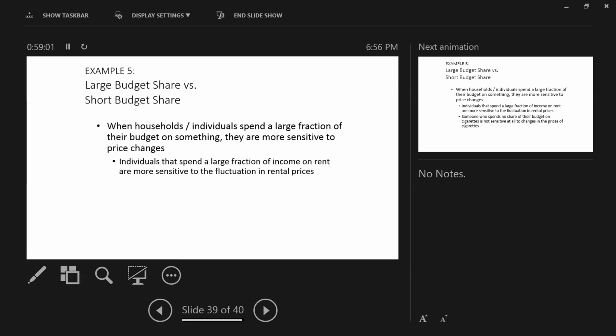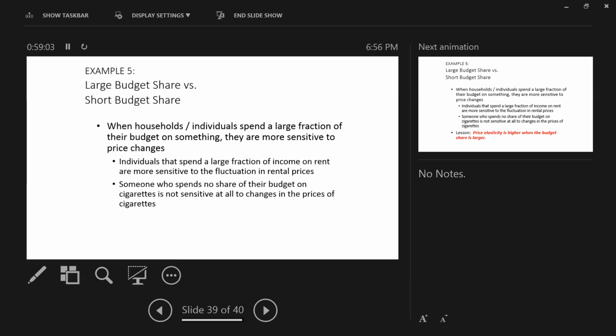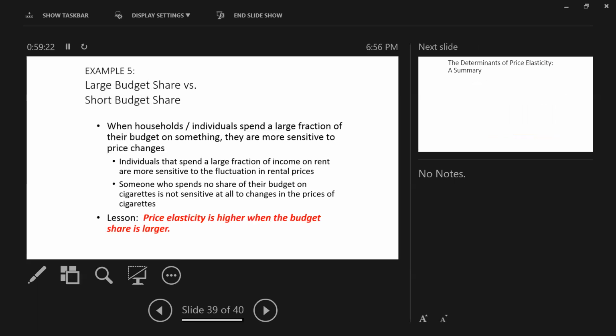On the other hand, an individual who doesn't spend any of their money on cigarettes would not exhibit any elasticity to a change in the price of cigarettes. I don't smoke cigarettes, so if the price of cigarettes goes down by 20%, my demand is still zero. My demand is inelastic. So the general lesson here from example 5 is that the price elasticity tends to be higher when you're dealing with a good that takes up a larger share of the consumer's budget.